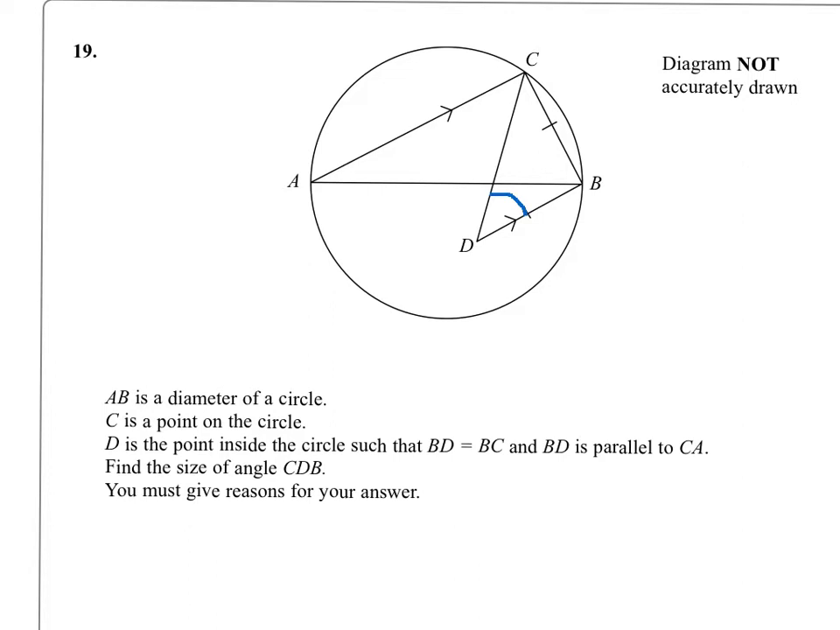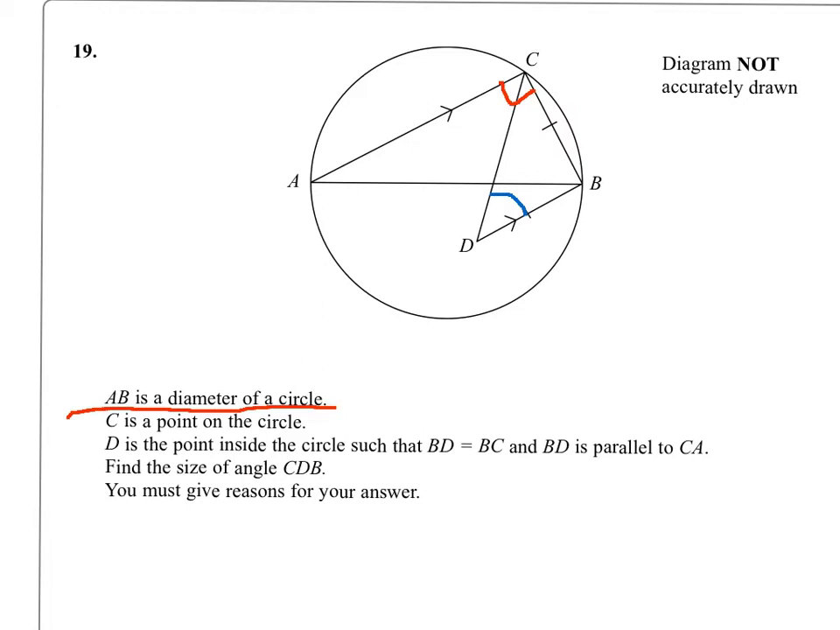So what we've been given to find that angle is the fact that AB is a diameter. So the angle therefore at C is 90, because AB is the diameter of a circle. Now, C is a point on the circle, D is the point inside the circle, such that BD equals BC, and BD is parallel to CA. So this is going to help us find CDB.